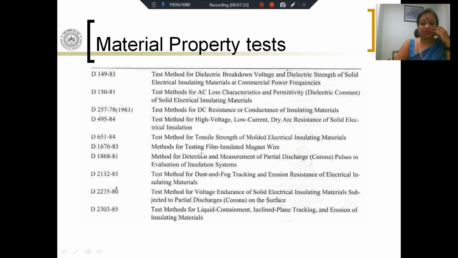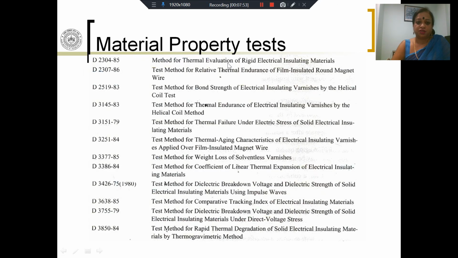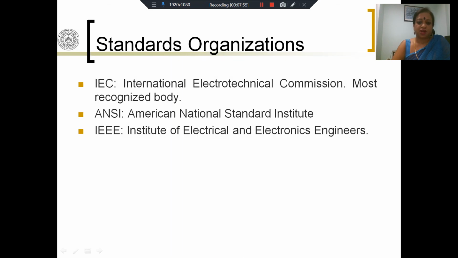So again, this is a completely non-electrical property. Then there are methods for testing film insulated magnet wire, detection and measurement of partial discharge. This is something we will discuss in greater detail. Dust and fog tracking, voltage endurance, partial discharge, liquid containment, inclined plane tracking, and erosion of insulating materials. So these are some of the material property tests that we routinely do. There are many such other tests.